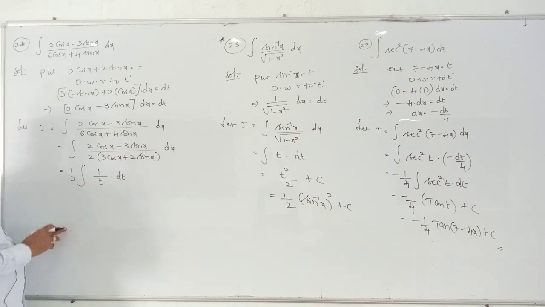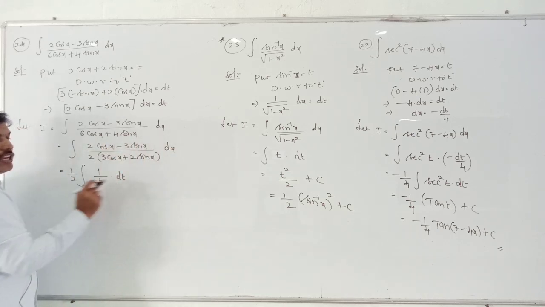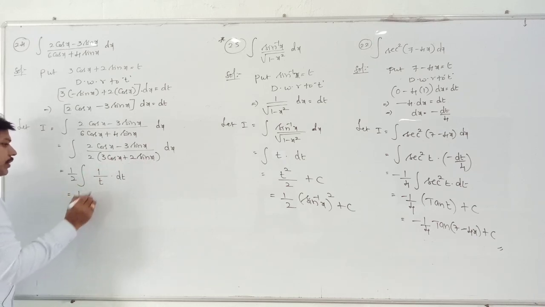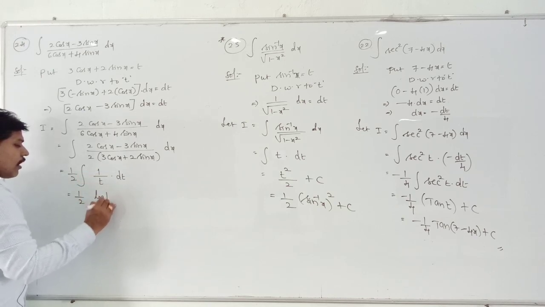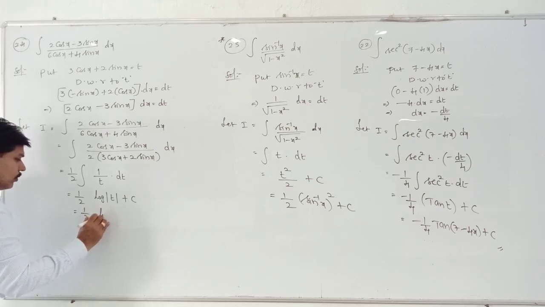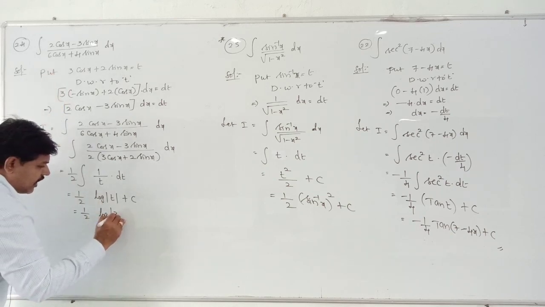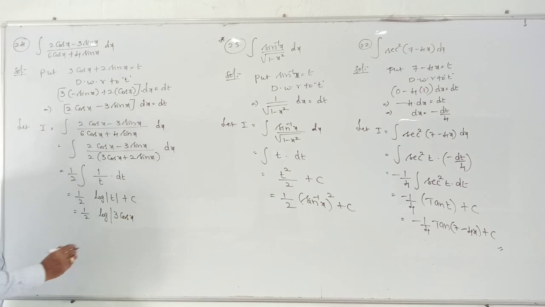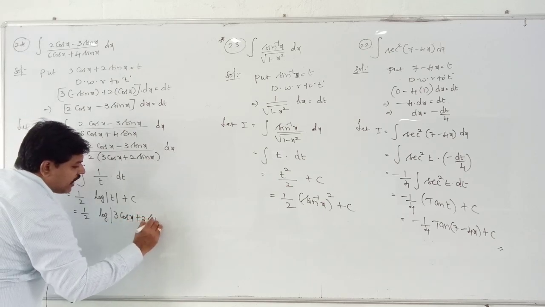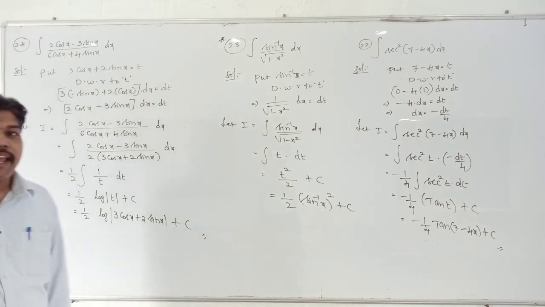See that step once again, students. I have already taken the 2 common. So 1 by 2 into the total numerator term, it will become dt. So 3 cos x plus 2 sin x value is t. So that is equal to 1 by 2 into integral of 1 by t, which is log mod t plus c. So that is equal to 1 by 2 into log mod, what is the t value? T value is nothing but 3 cos x plus 2 sin x plus c.